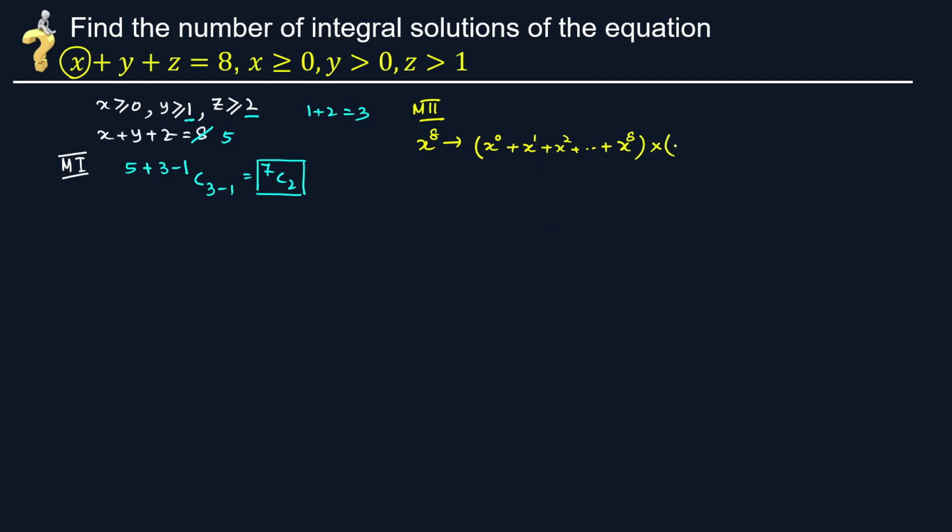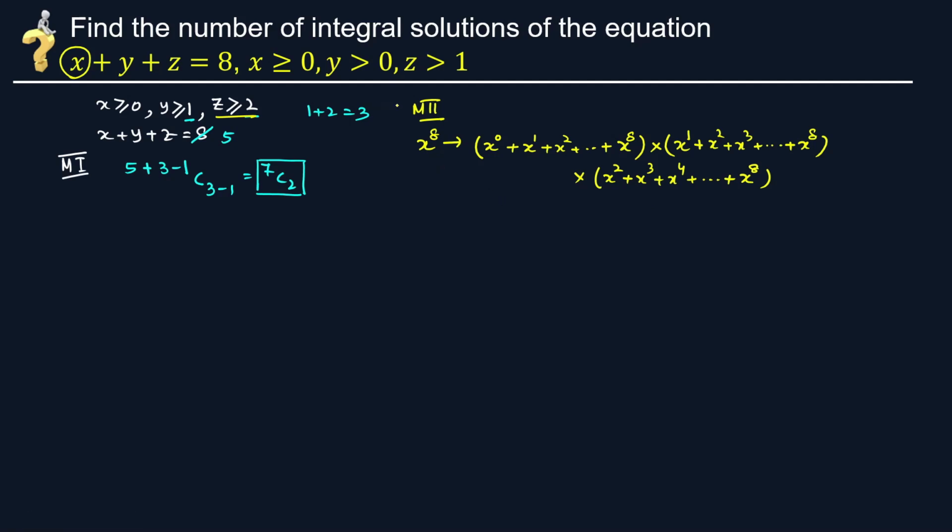Now for y, it is greater than or equal to 1, meaning the minimum that y can receive is 1. Therefore, we should start the polynomial with x to the power 1, then x squared, then x cubed, and this goes on till x to the power 8. And z is greater than or equal to 2. It means the minimum objects that z can receive is 2. So it will be x square. It can receive 2 objects or 3 objects or 4 objects, and maximum z can receive 8 objects.